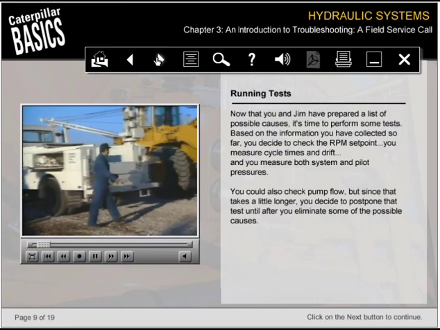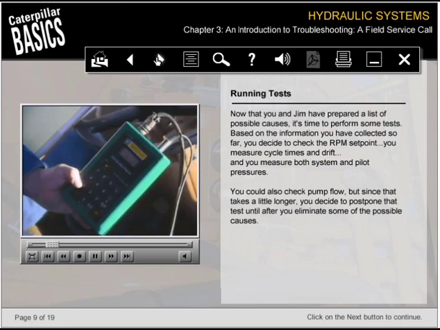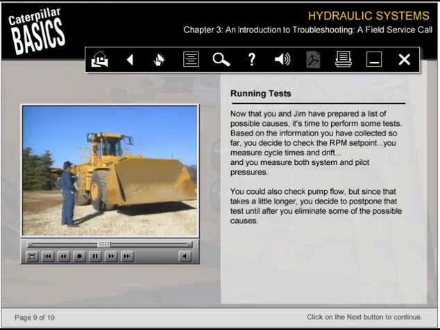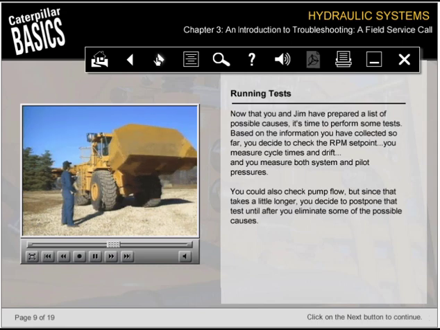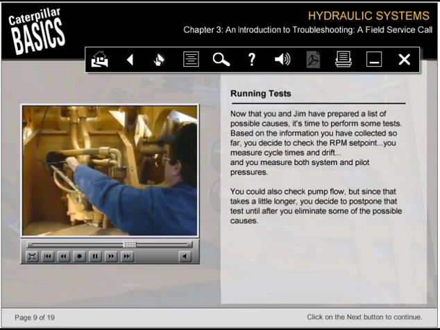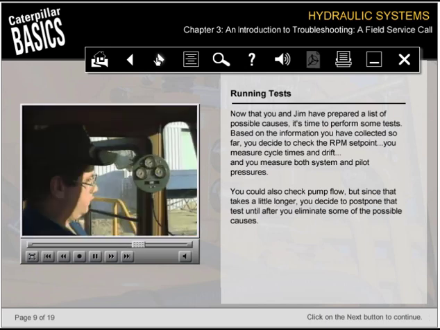Several pump conditions could contribute to flow loss. Now that you and Jim have prepared a list of possible causes, it's time to perform some tests. Based on the information you have collected so far, you decide to check the RPM set point. You measure cycle times and drift. And you measure both system and pilot pressures. You could also check pump flow, but since that takes a little longer, you decide to postpone that test until after you eliminate some of the possible causes.